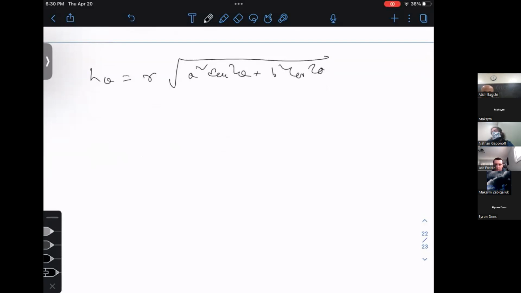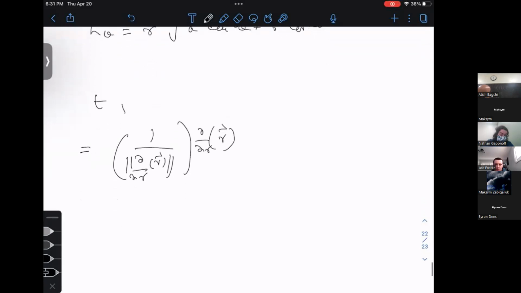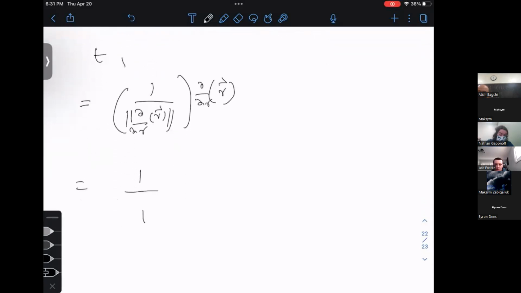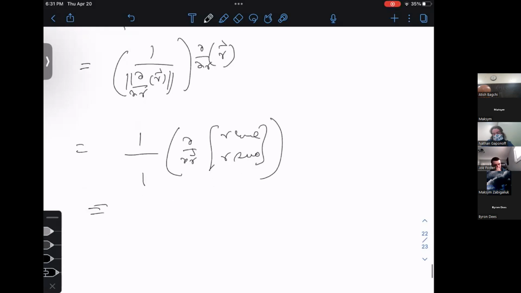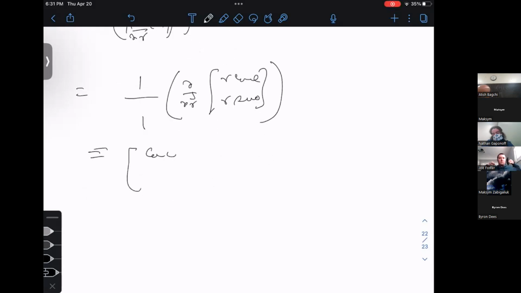Now T1, where's T1? T1 is equal to 1 over the norm of del R, and del R of (R cosine theta, R sine theta) is equal to (cosine theta, sine theta).